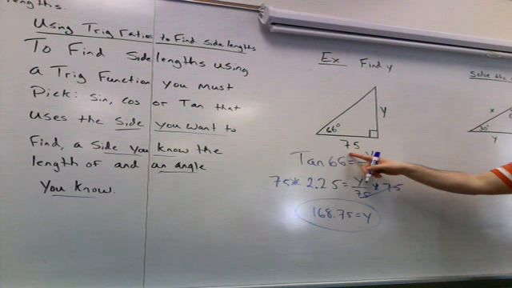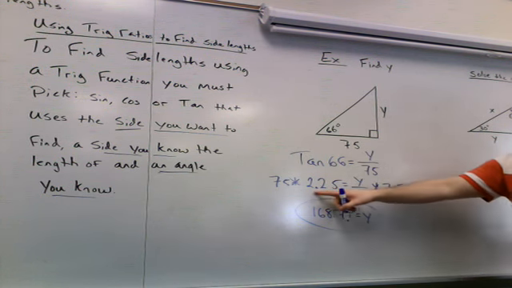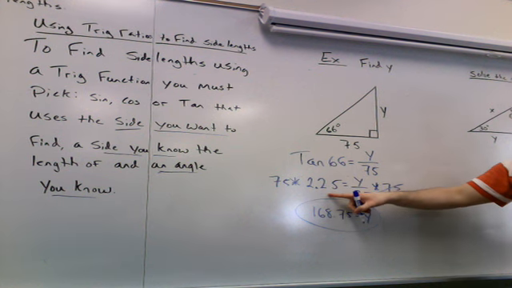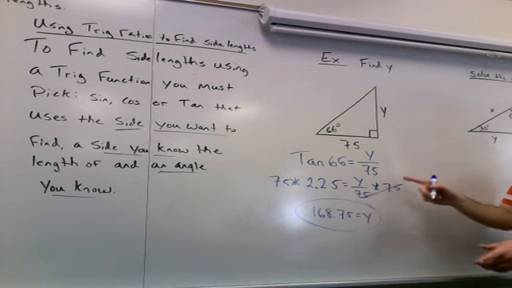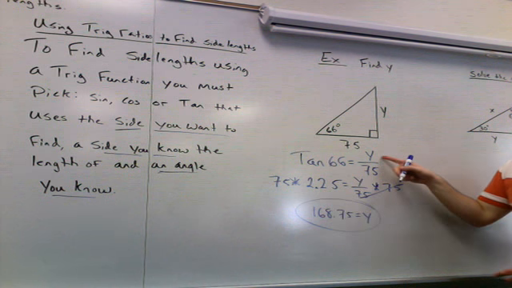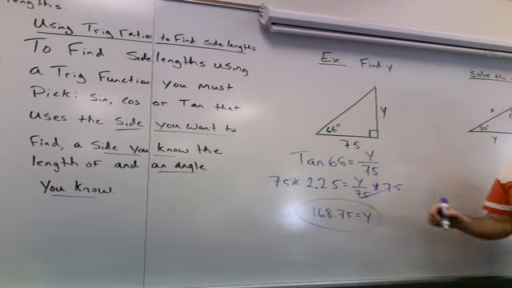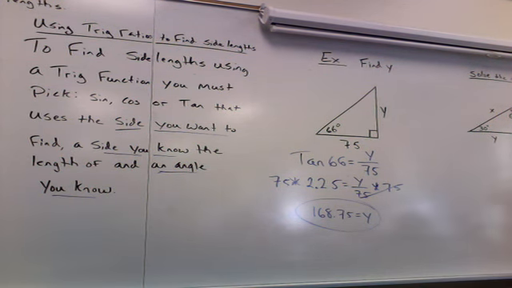And we know that our tangent was 2.25, right? Tan of 66. So I have to keep that ratio true. I have to make sure that ratio still works. So that means y has to be more than double 75, so that way the ratio will work. All right, any questions about finding y?